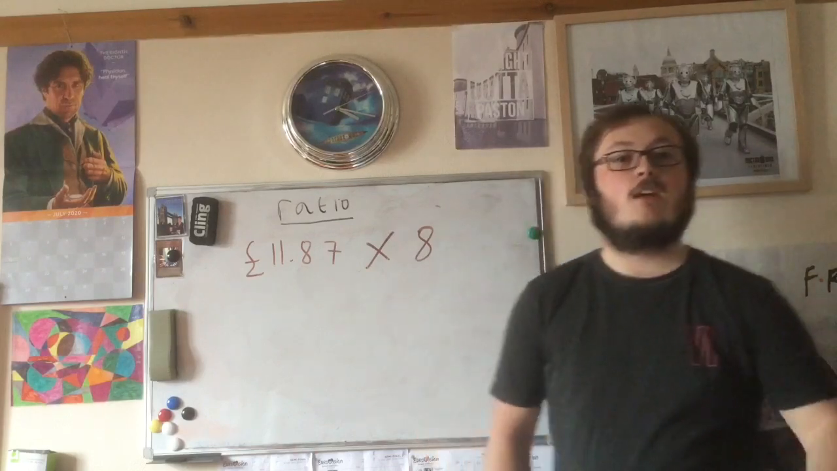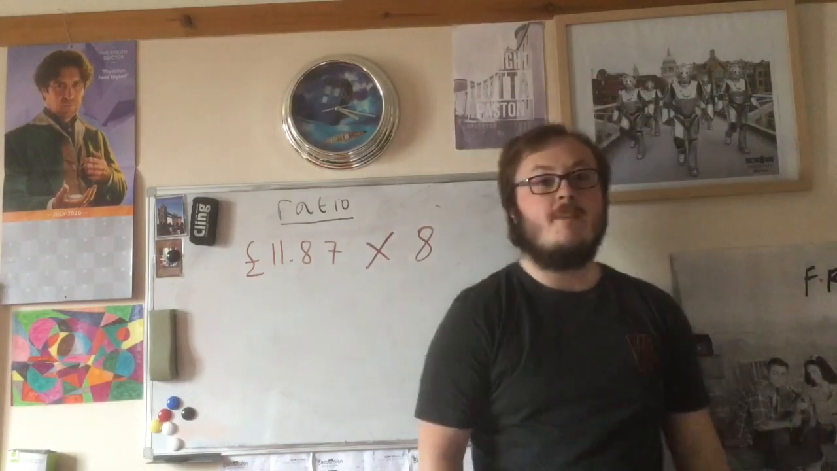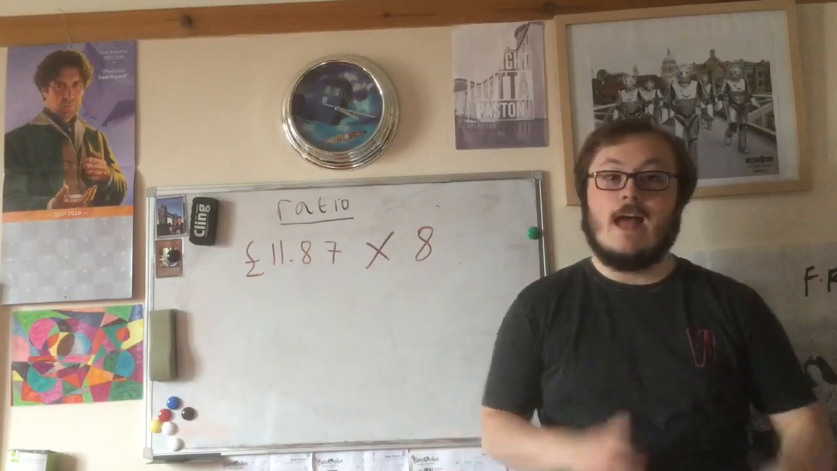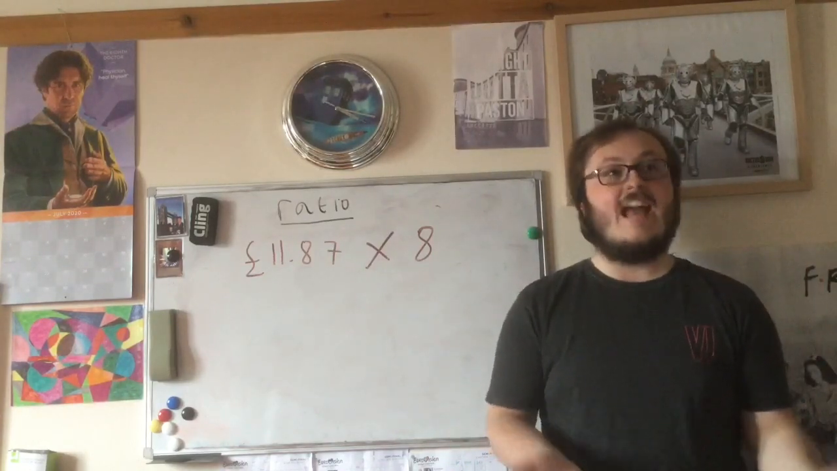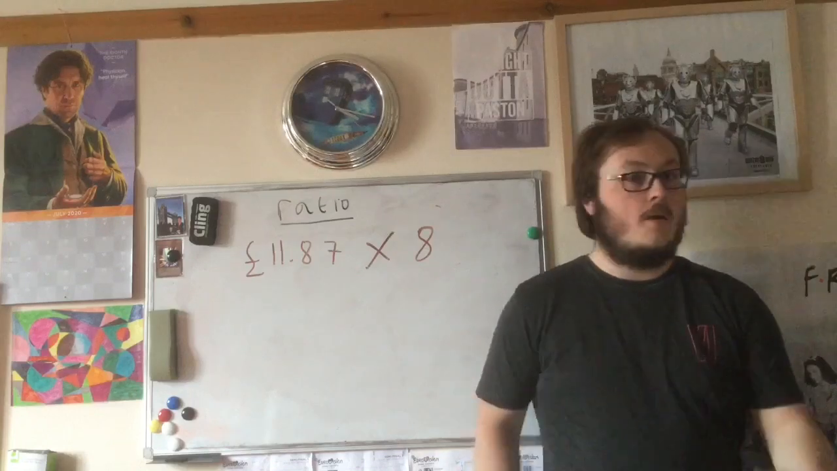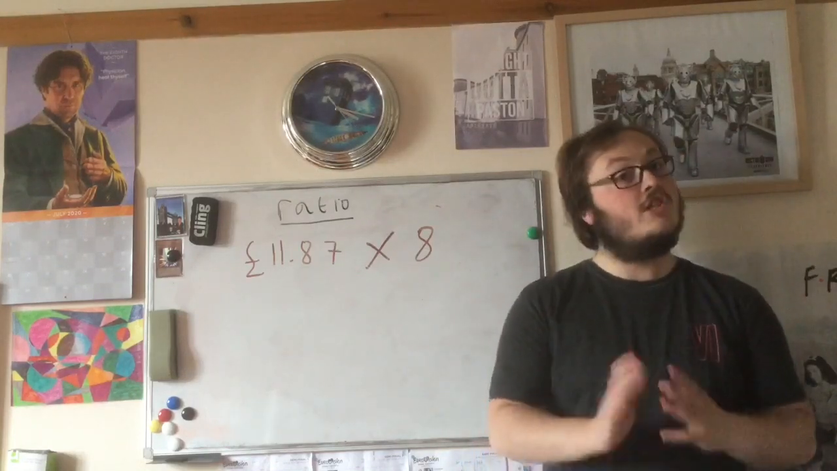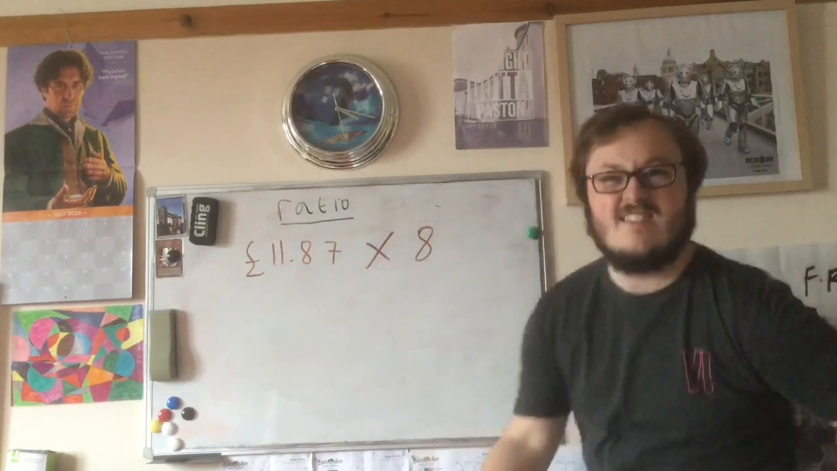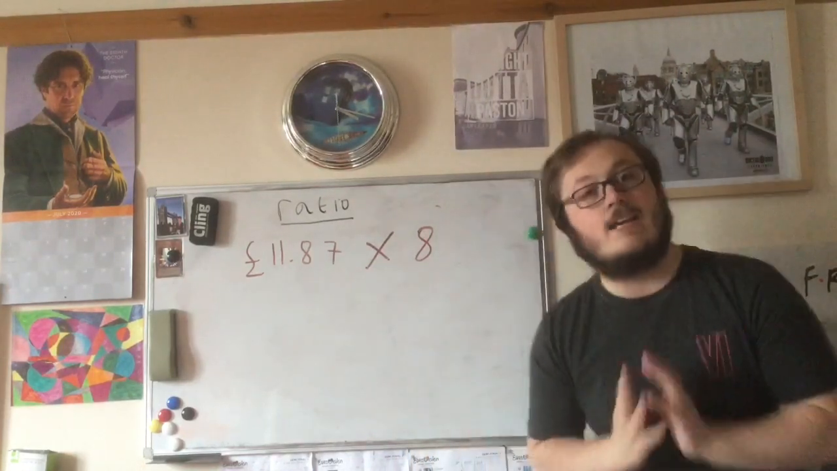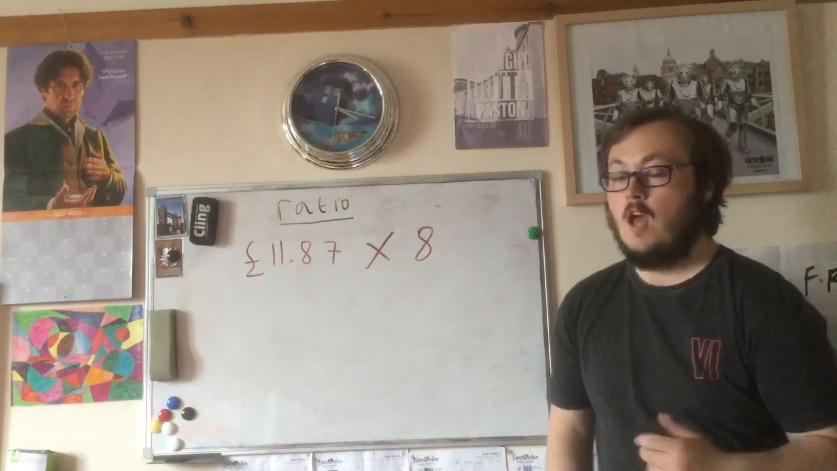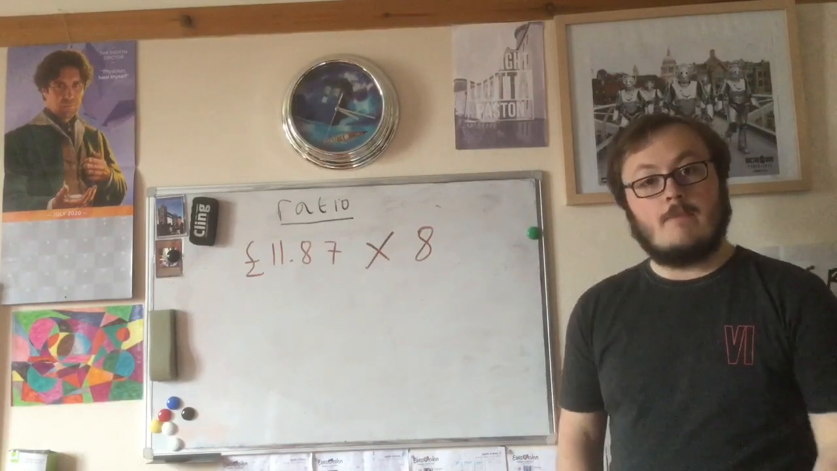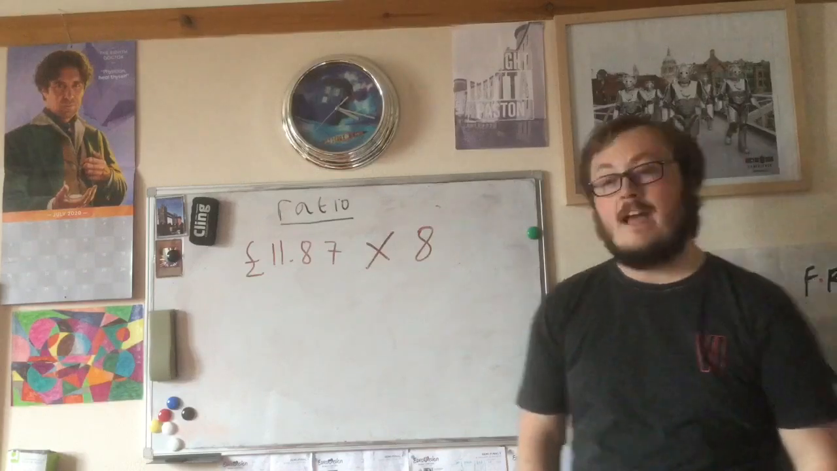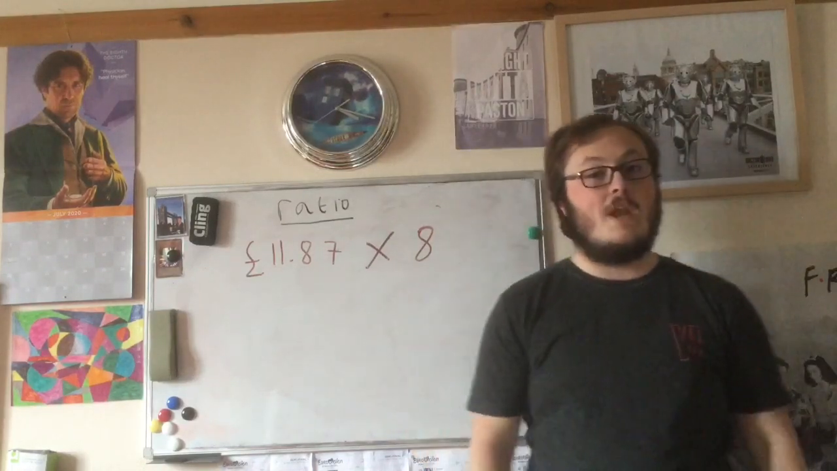Why? Because this time we're going to be estimating how much it will cost. Estimating means an educated guess. Making estimates is pretty much what we do every day. It's not bang on the right answer, it's roughly give or take what it's going to be. So in this one, how we're going to be making our estimate is we're going to be rounding our £11.87 to the nearest whole number.